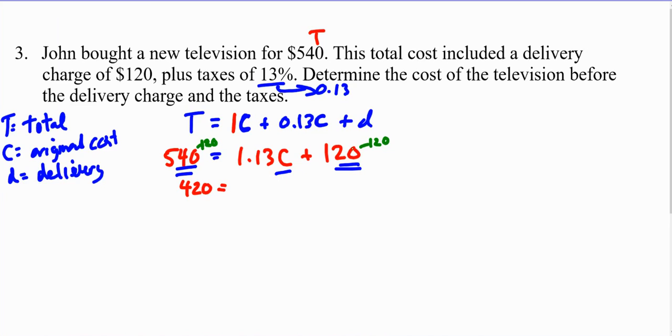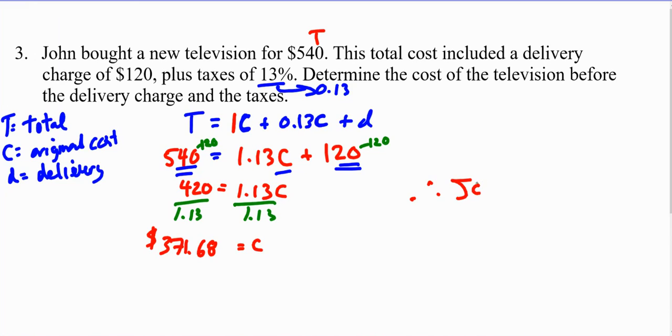And that eliminates on this side. We have 1.13C. Okay, so we want to get C alone. Let's divide both sides by 1.13. And we get C equals 371.68. This is dollars. That is the original price of the TV.